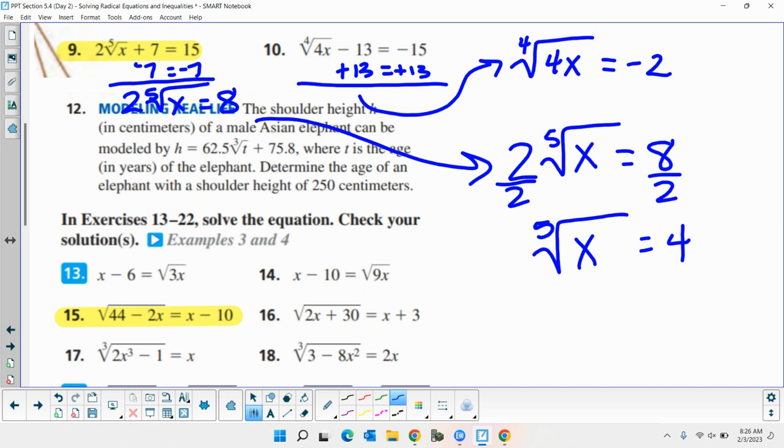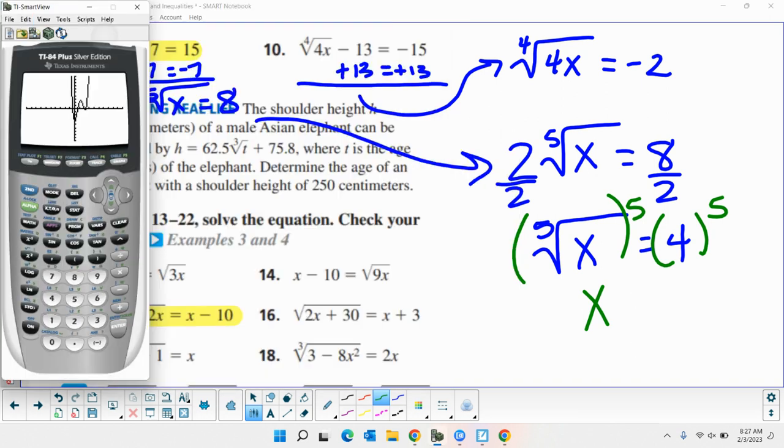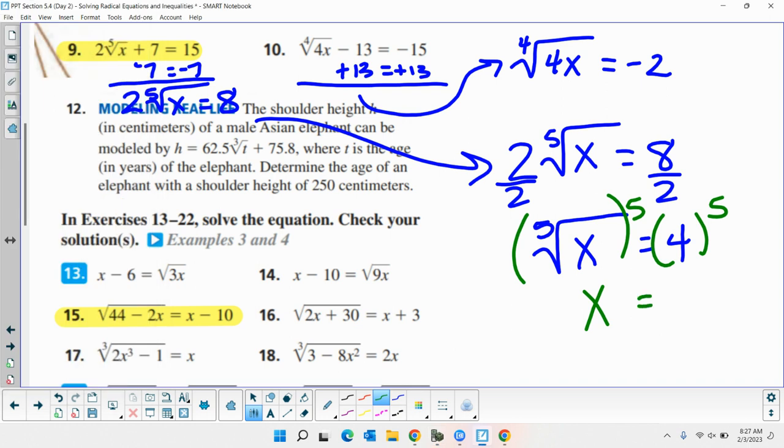Okay, now how do I get rid of that fifth root? What do I got to do to both sides? What if it's square root? What do I do to both sides? Square both sides, right? So if it's fifth root, I want to raise it to the fifth power, both sides. So those cancel, and whatever 4 to the fifth is, that's a big number. 4 caret 5. 1024. Okay?